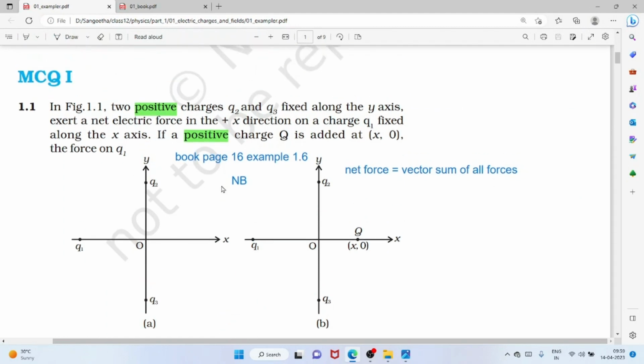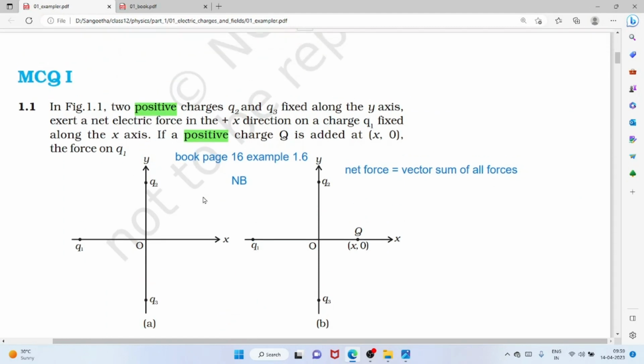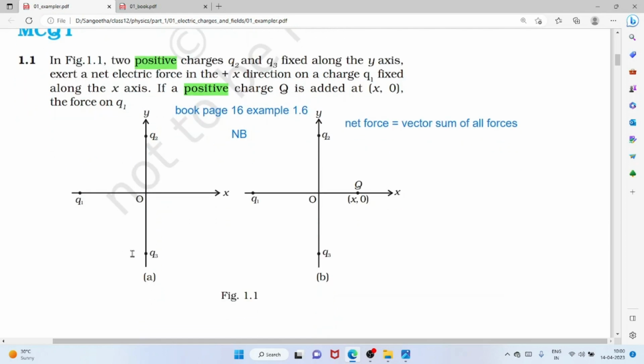Now question number one. Two positive charges are given, fixed along the y-axis, exerting a net force in the positive x direction. Charge Q1 is fixed on the x-axis. If a positive charge Q is added, in which direction will the force on Q1 be? The force is a vector quantity, and the net force is the vector sum of all the forces.